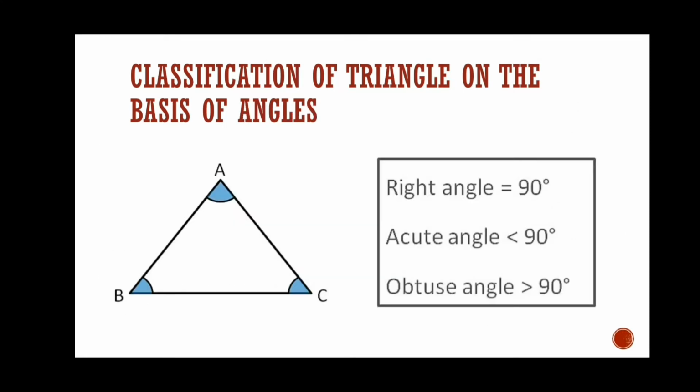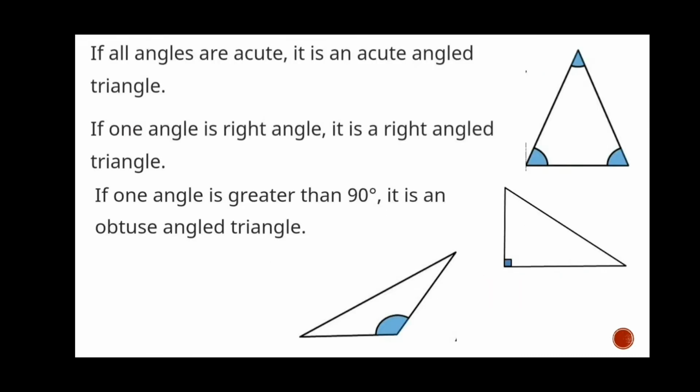Now the next category is classification of triangle on the basis of angles. On the basis of angles, we also have three categories. We know that a right angle is 90 degrees, an acute angle is less than 90 and an obtuse angle is greater than 90. So, if all the angles are acute, it is called an acute angle triangle. It means all the angles of the triangle are less than 90. It is called an acute angle triangle.